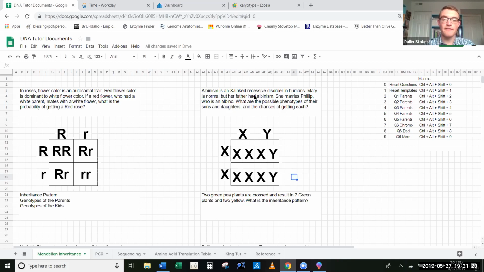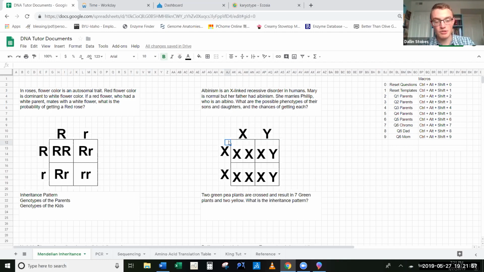Mary is normal, but her father had albinism. Okay, so first off, wife is normal, has normal pigmentation, but dad was albino. The only way he could be albino is to have the recessive trait, so he had to give her a recessive, but she's normal, so what does that make her? That would make her, under these rules, big R, little r, right? Now, the way I'm going to show that is put a superscript on the X. I can't really do that on a spreadsheet, so I am simulating it by putting it in a little box in the upper corner here.